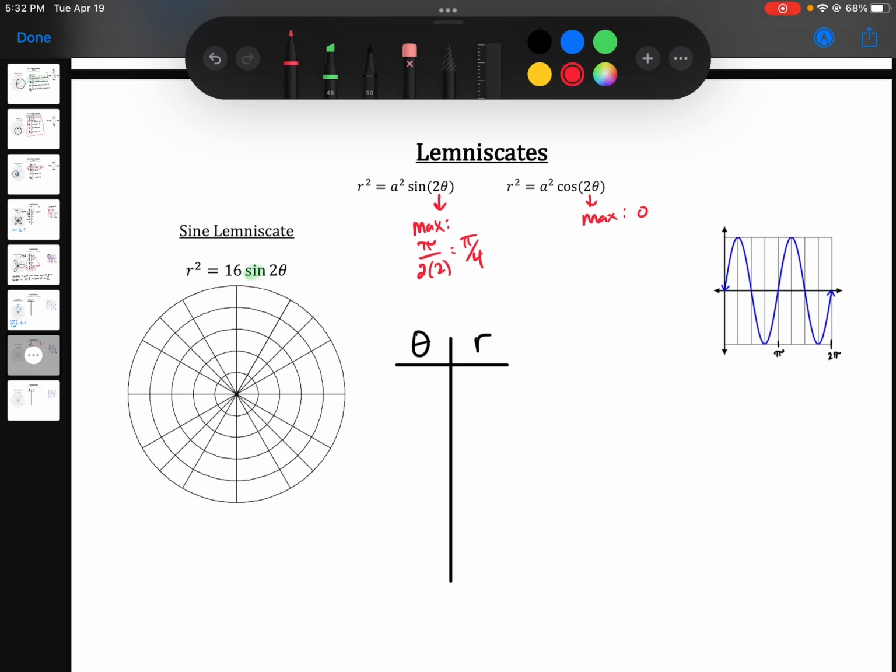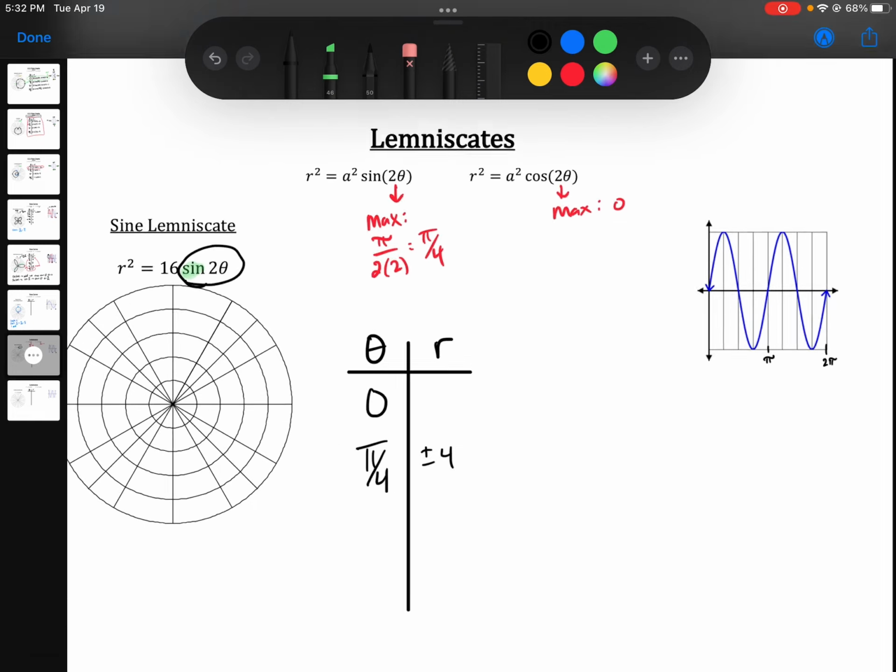So I know if I plug pi fourths in, I'll get my maximum value. So what is that maximum value? Well, the maximum on the unit circle is 1. So this would just be r squared is 16, or you would get r is positive or negative 4.